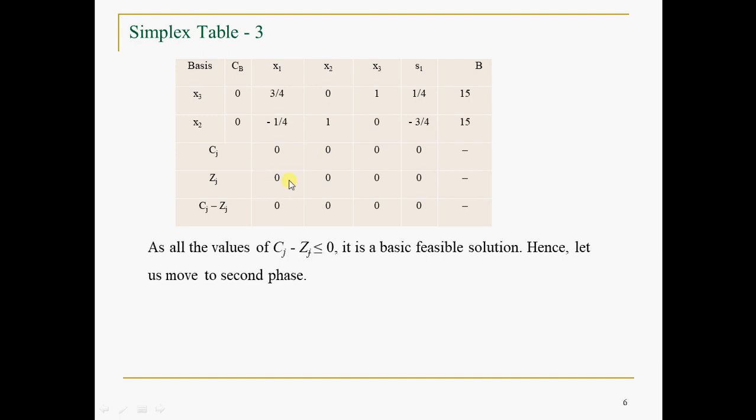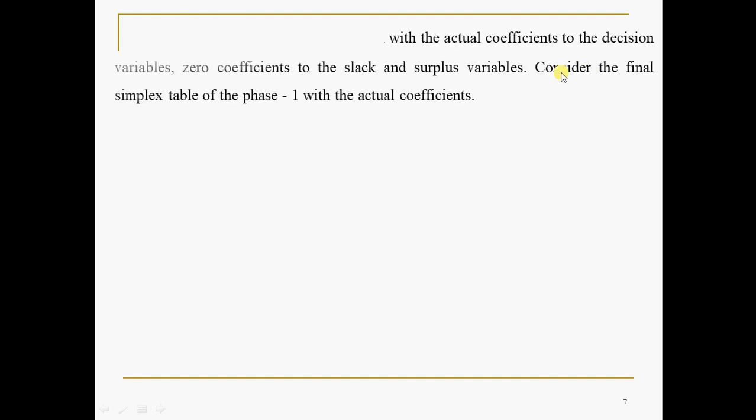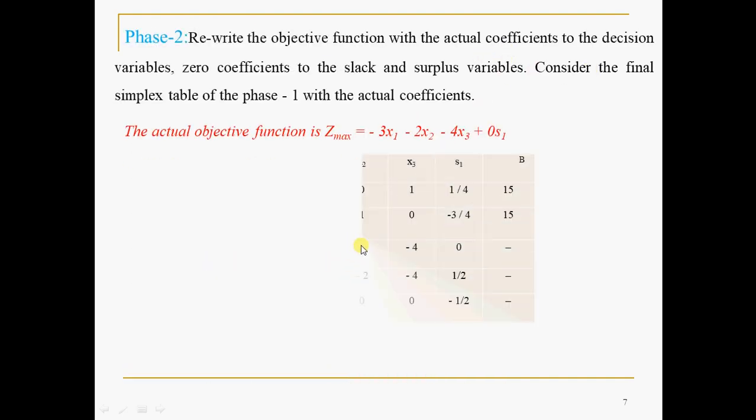Why will Cj change? In this case Cj was virtual, all zeros, the auxiliary LPP. Now we have the real LPP with actual coefficients. So what are all the changes here? The coefficients of Cb, because actual coefficients you have to take. Then Cj coefficients will change. What is Cj? Minus 3, the coefficient of x1 is minus 3, minus 2, minus 4, and s1. No question of using artificial variables, they are not in the picture now, 0.